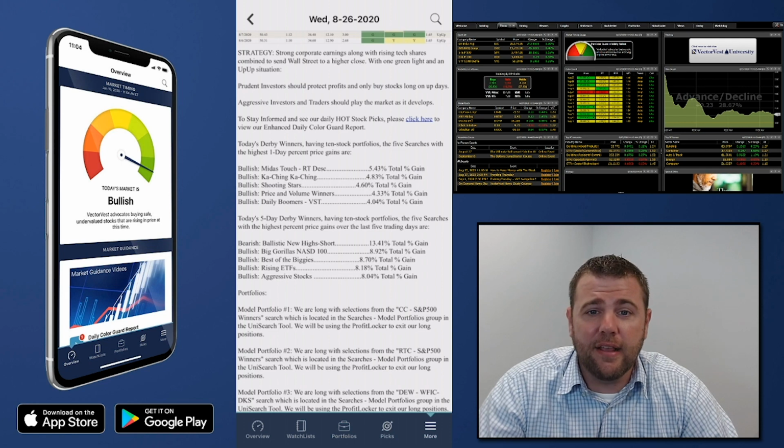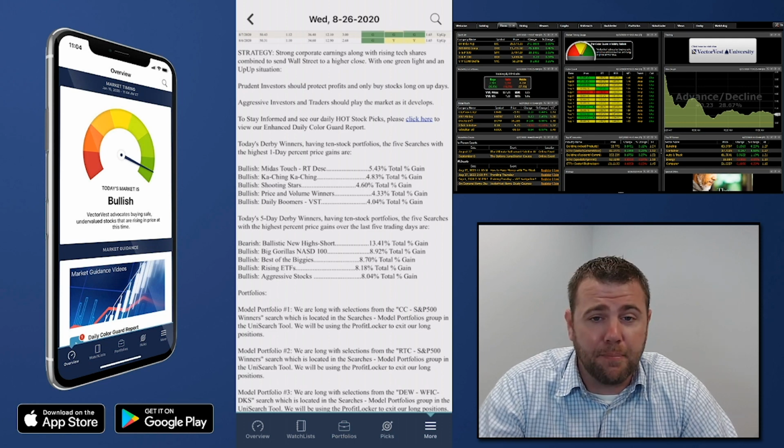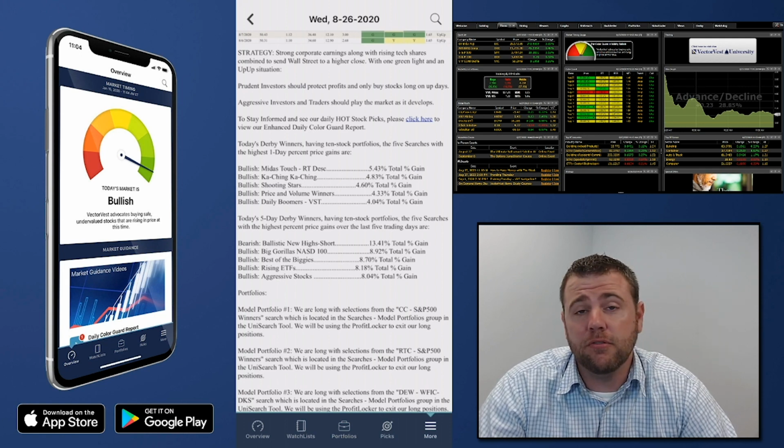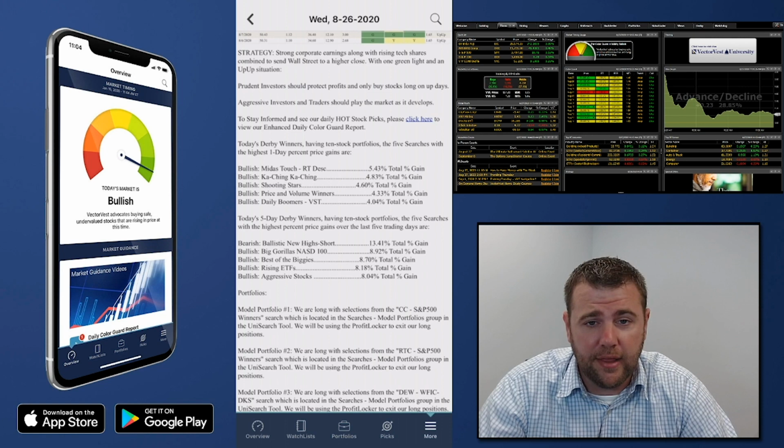The first is momentum, or where the market is biased still. If we saw all bullish in both the 1 and 5-day, that tells us everything is still going good, smooth sailing.